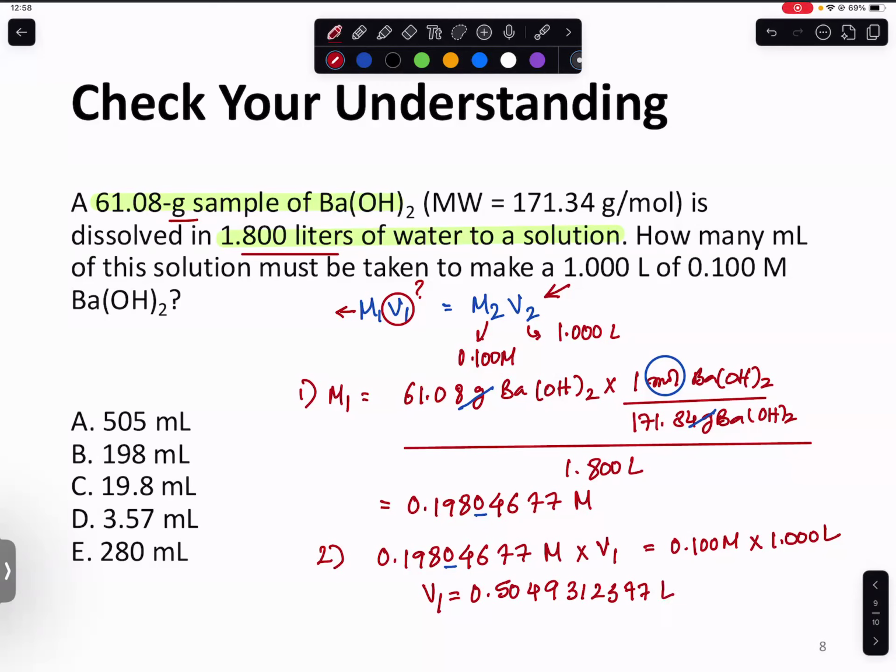Note, this isn't liters, and the answer choices are milliliters, so I can say that in 1000 milliliters I have 1 liter, and then this gives me 504.9312377, and I want to round to 3 sig figs, so it becomes 505 milliliters, which is choice A.